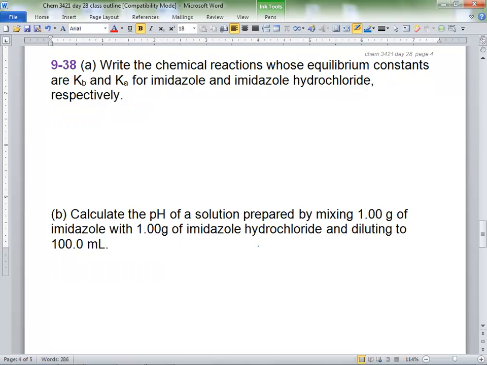Write the chemical reactions whose equilibrium constants are Kb and Ka for imidazole and imidazole hydrochloride. Okay. So we're going to have to find those if you got a book.